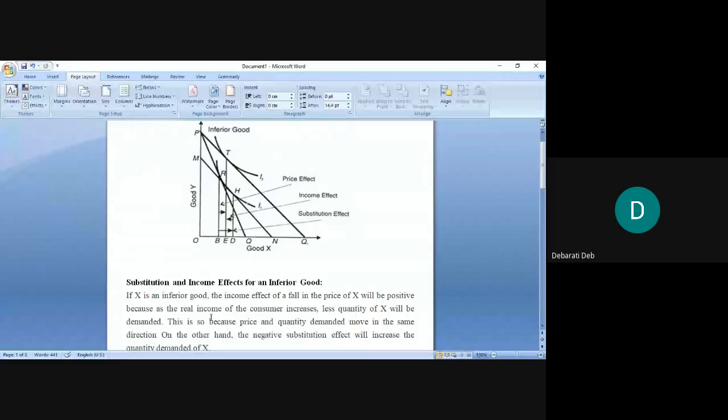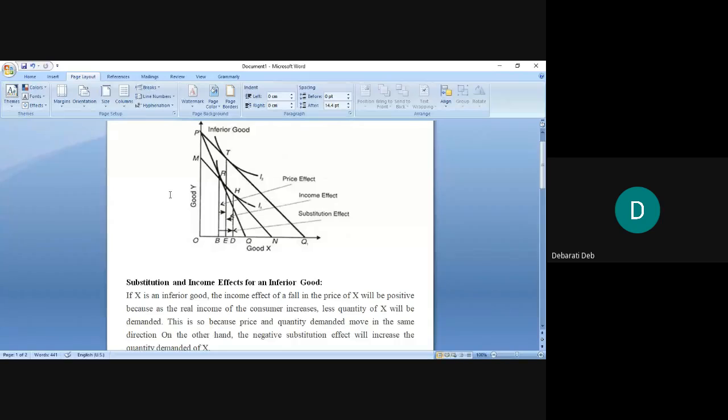Okay, so we are assuming good x and good y, and we are plotting details about good x and good y on the x-axis and the y-axis respectively. So you can see in the diagram that good x's details have been put on the x-axis, and good y's details have been put on the y-axis.